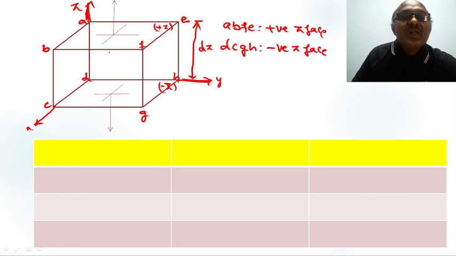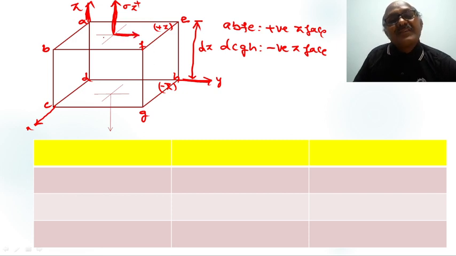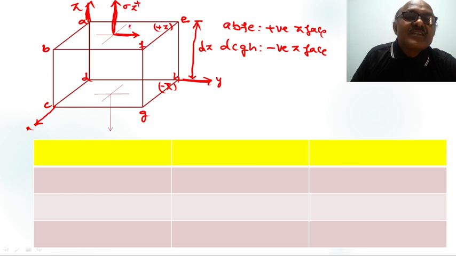Excellent. Now, on the positive z face, there is a normal stress, my dear students. Sigma z plus. Again, coming to here, this is on the z plus face, and it is parallel to this z face, so it is a shear stress.